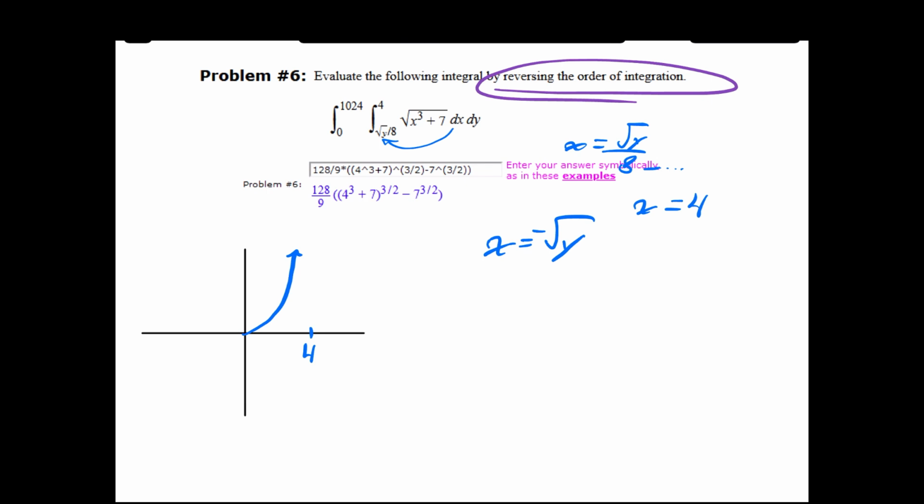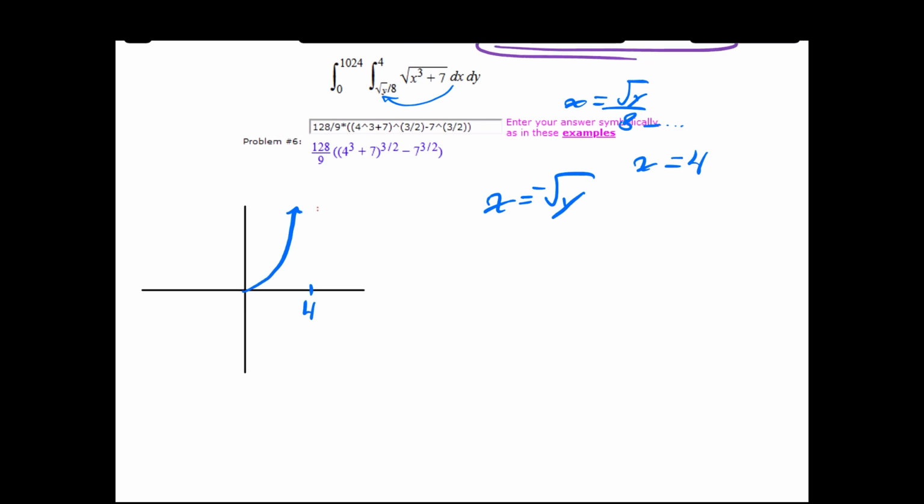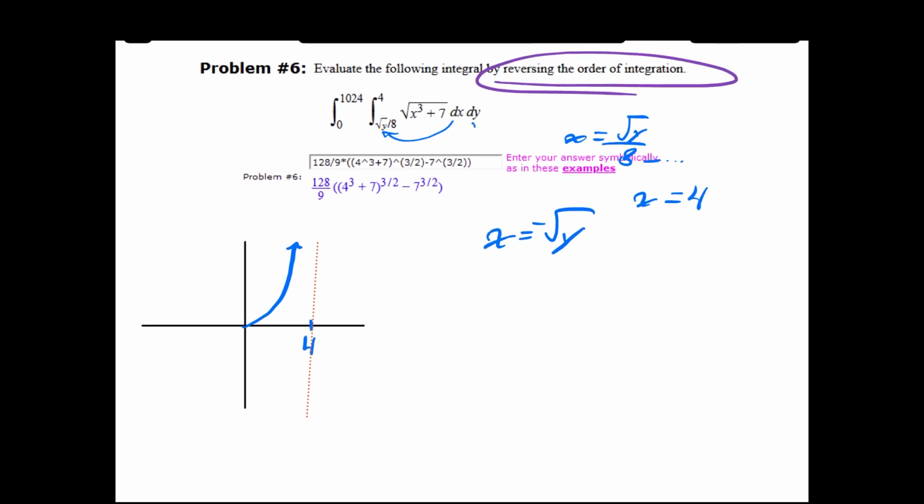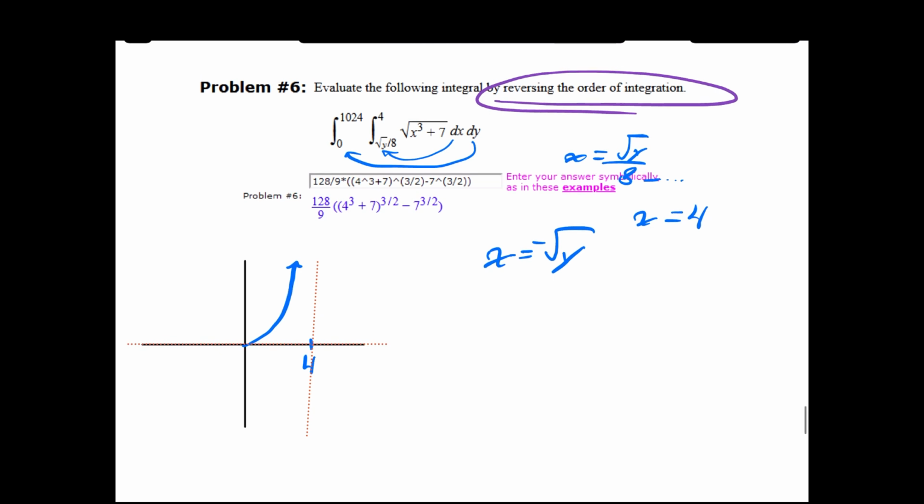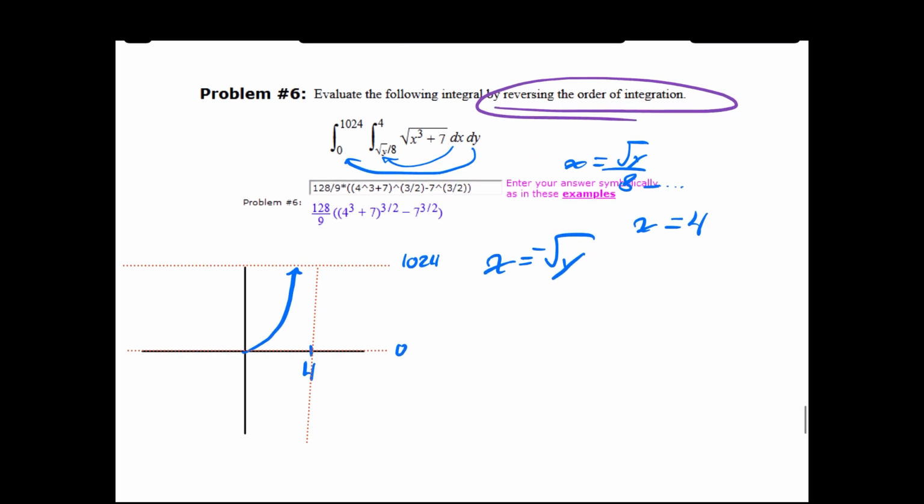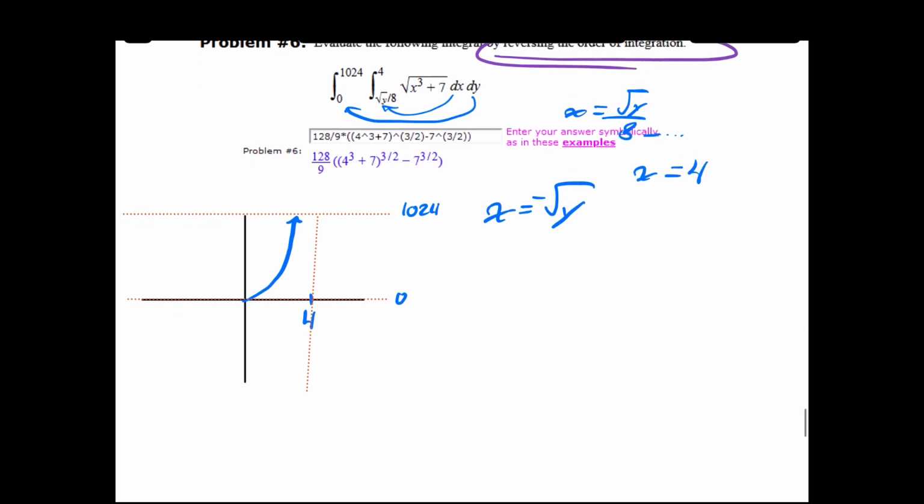And I'm going to draw some lines here. So we have this line, okay? And then we're going up, so dy, we're going up from 0, so I'll also put a line there, up until 1,024. So let's write those in. So this is 1,024, this is 0. Okay, perfect. So we're going from this function up until 4.